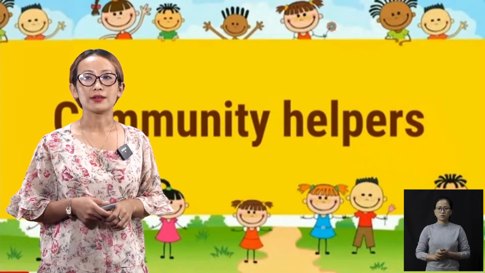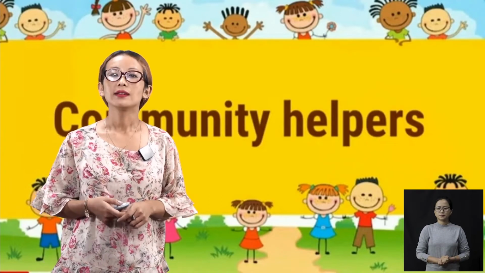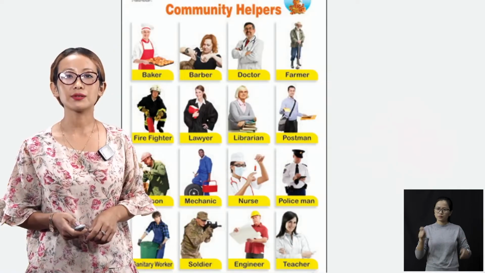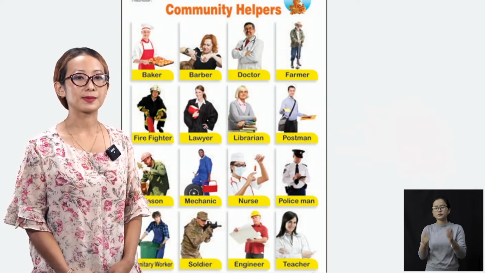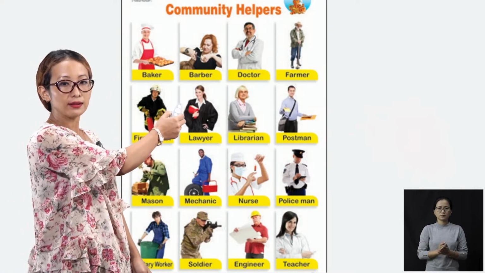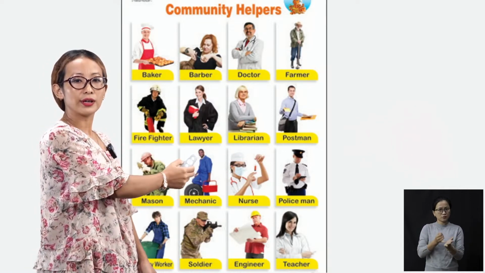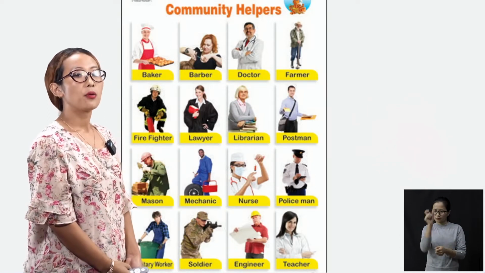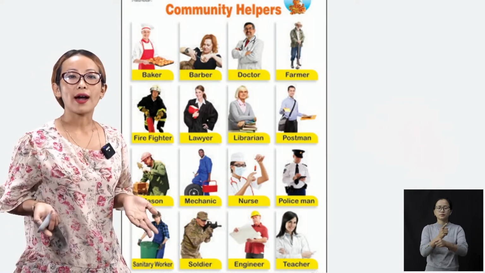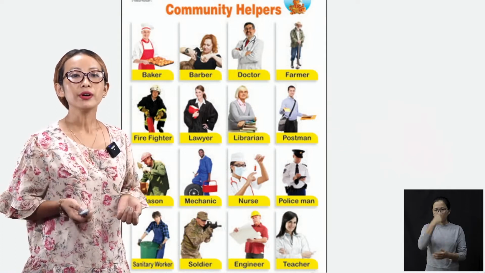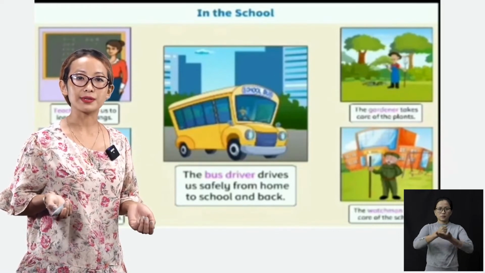There are some people who work for us and who help us to do these kinds of works. And different people do different works. Yes or no? Wait, I will show you some examples of the people who help us. So these are baker, barber, doctor, firefighter, farmer, lawyer, postman, nurse, policeman, a soldier, and a teacher. These are the people who help us in our daily life, and these people are also called the helpers of our society.